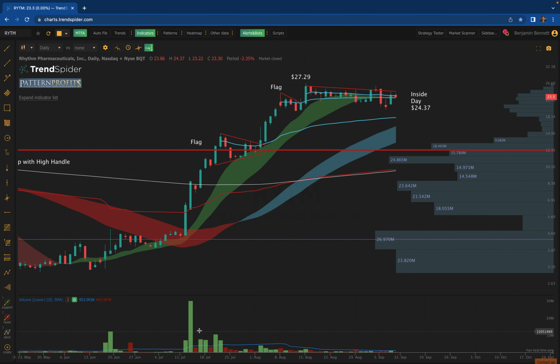Really quiet volume, big volume on the way up here. That's what we'd look for as this moves into new highs, for that volume to pick back up.